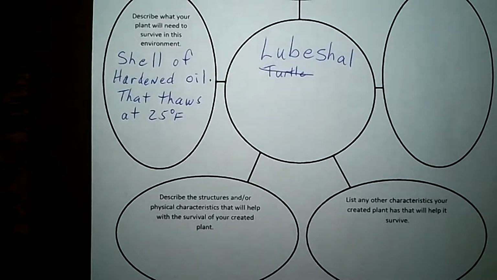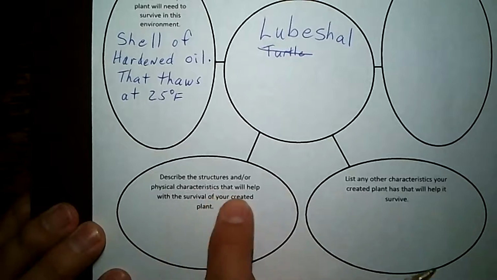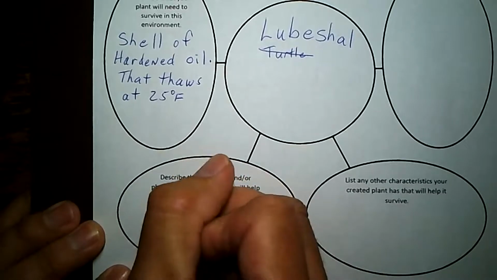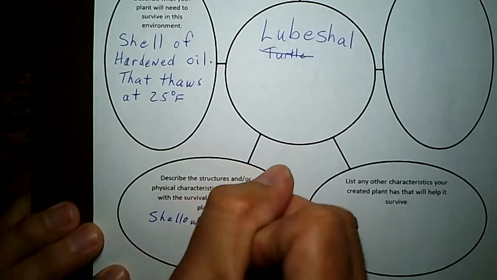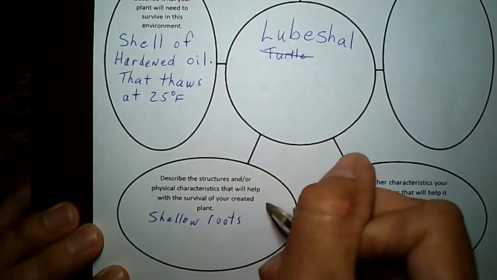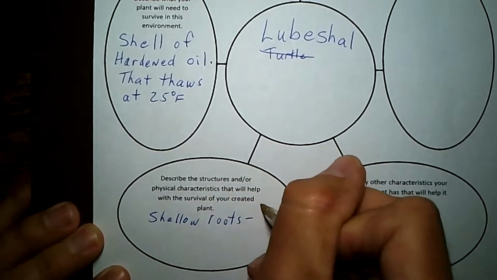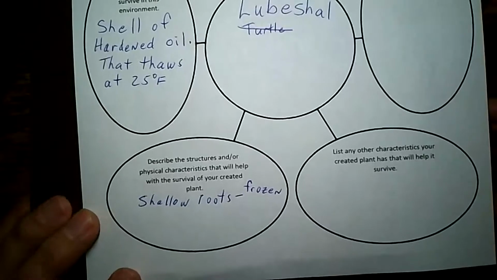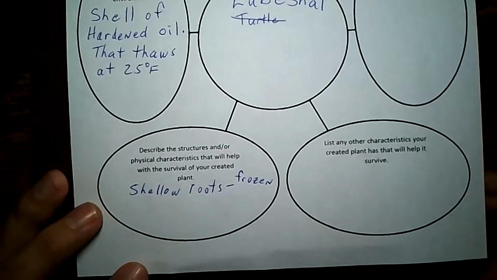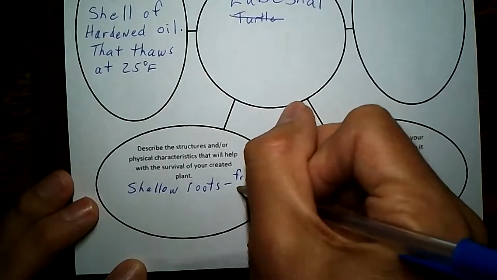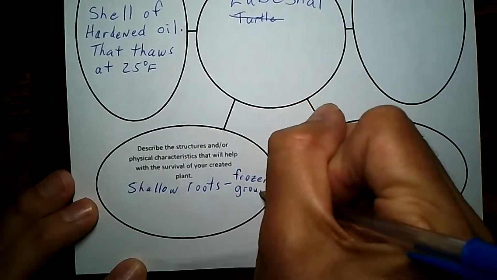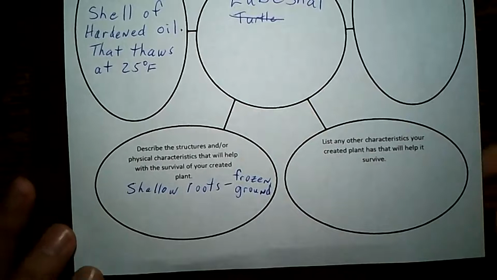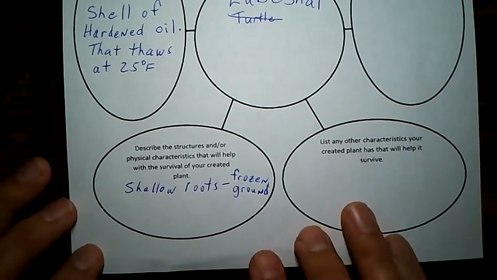Okay, so it says describe the structures or physical characteristics that will help the survival of your plant. I know some other plants in that area have shallow roots because the ground is frozen. It doesn't serve a purpose for roots to go deep if they can't go into the frozen tundra. In the desert, they're shallow because of the water. When it rains, it doesn't stay very long, so they need shallow roots.